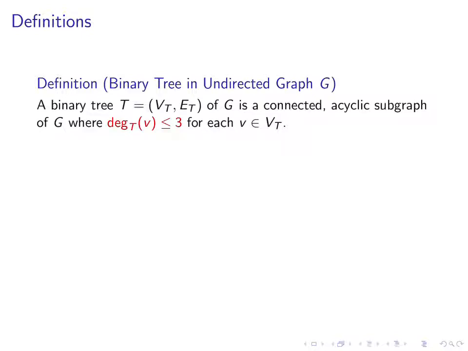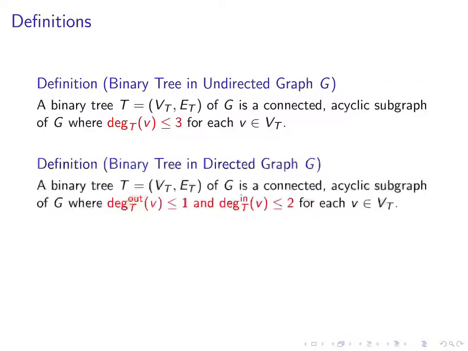A binary tree in an undirected graph is a subgraph that is connected and acyclic, where the degree of each vertex in the subgraph is at most 3. While a binary tree in a directed graph is a connected and acyclic subgraph, where for each vertex in the subgraph, the out degree is at most 1 and the in degree is at most 2.